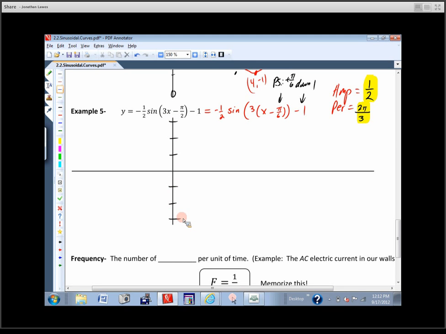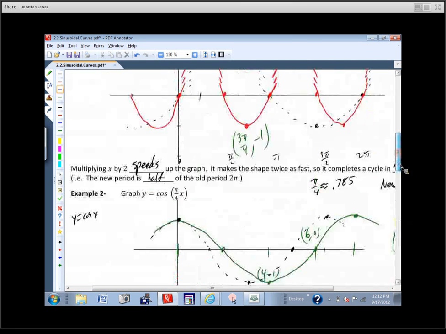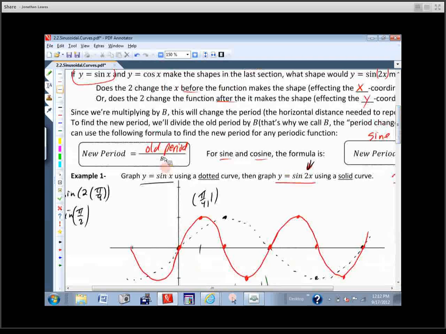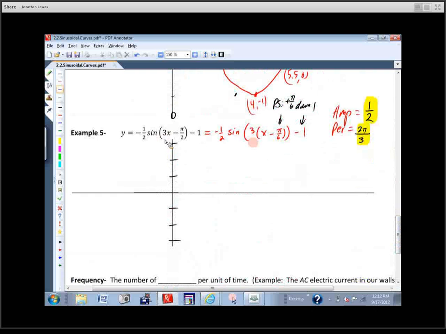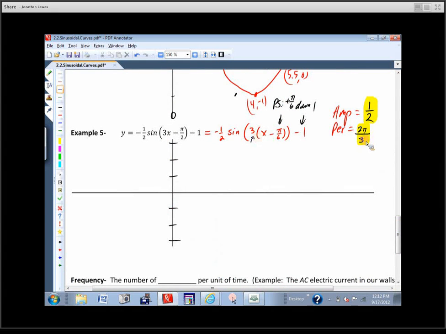How'd you get 2 pi thirds for the period? What's the regular period for a sine function? 2 pi. And then the formula is always take the old period divided by whatever the period change factor is. So our period is 2 pi, and the period change factor is a 3. It's that number right there. That's our b. So 2 pi divided by 3 is just 2 pi thirds. Does that work? Any questions?